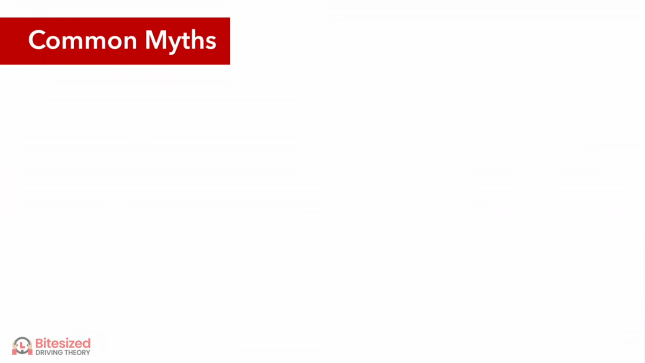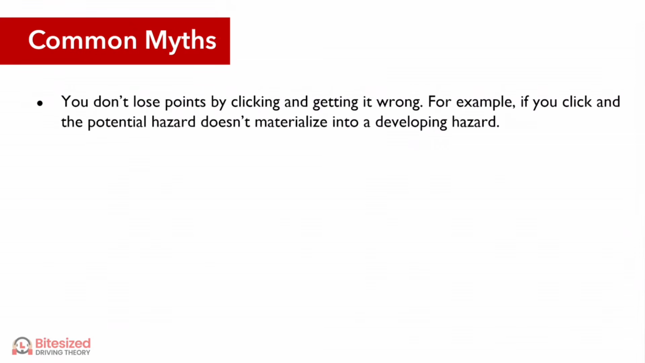So a few common myths, and then we'll look at some more examples. So you don't lose points by clicking and getting it wrong. For example, if you click and the potential hazard doesn't materialise into a developing hazard, then you don't lose points. So in that previous video example, if that vehicle came up to the junction and then saw us and then came to a stop, but we clicked as it entered the frame, then we don't lose points for that.